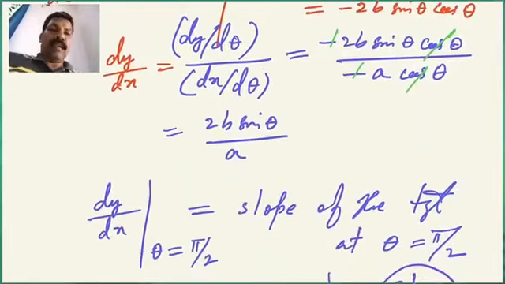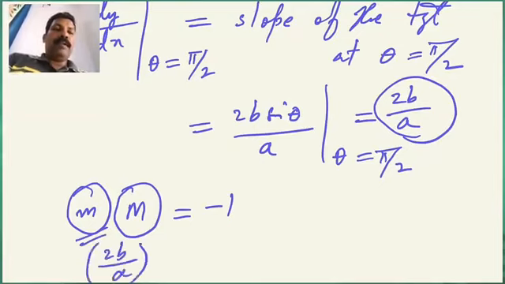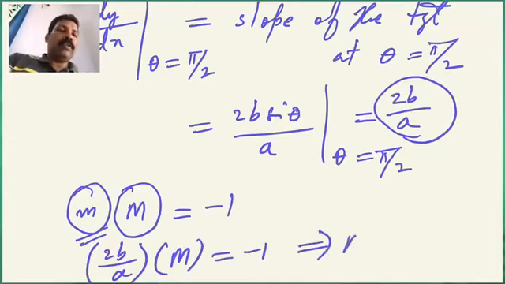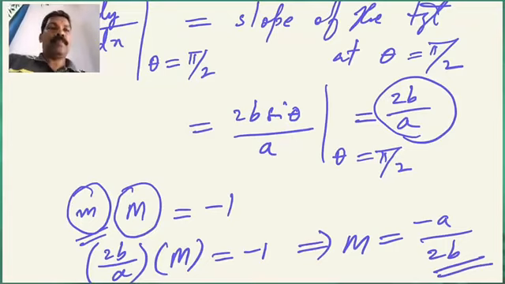So how to find it? We know that tangent and normal are perpendicular. Therefore, the product of their slopes should be -1. We know the tangent slope, that is 2b by a, into the slope of the normal equals -1, which gives you the slope of the normal m is equal to -a by 2b. So that is the requirement.